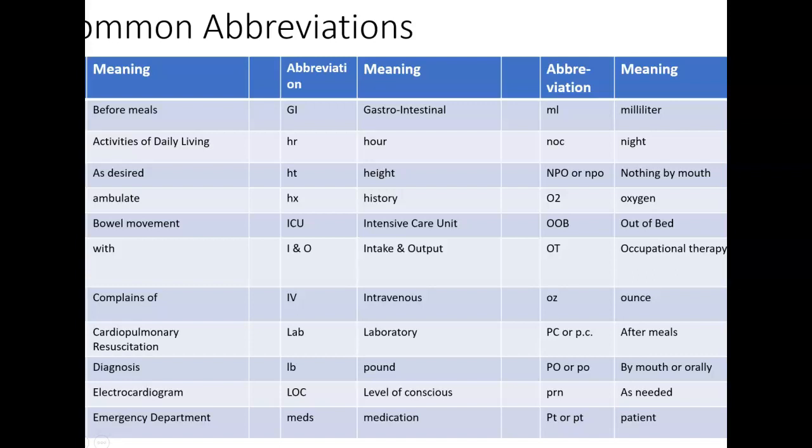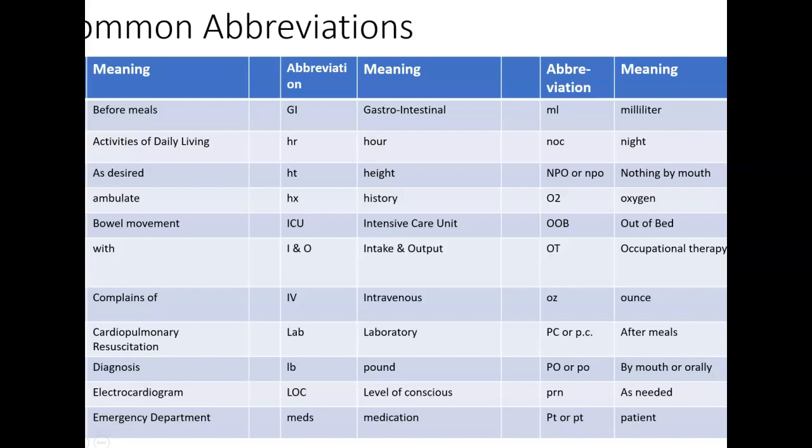DX is diagnosis. ECG is an electrocardiogram where they check and see the pattern of the heart. And ED is the emergency department. GI is gastrointestinal. So that's the digestive tract from eating all the way down as our food is processed to where the leftover food that's not processed comes out in the bowel movement. So from mouth to anus would be your GI tract or the digestive tract. HR is hour. HT is height. HX is history. ICU is intensive care unit.